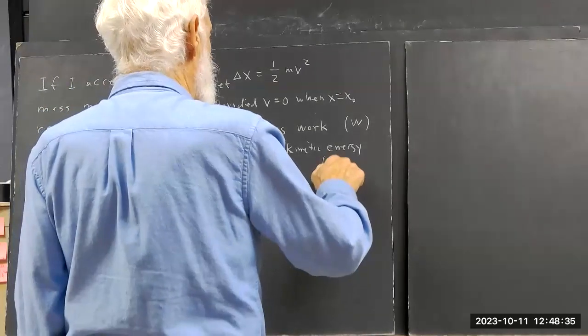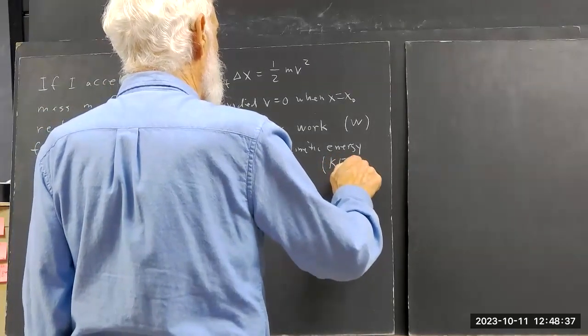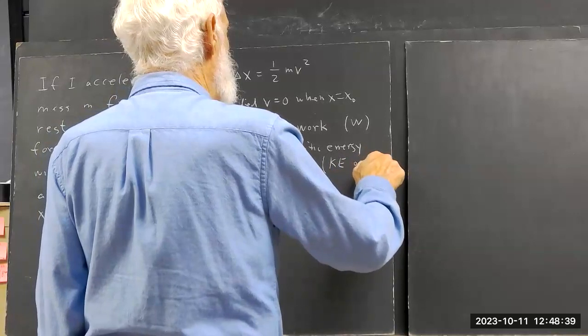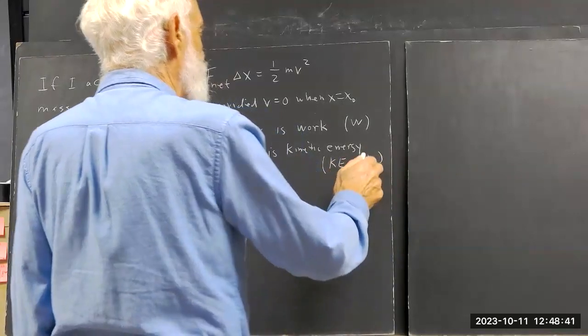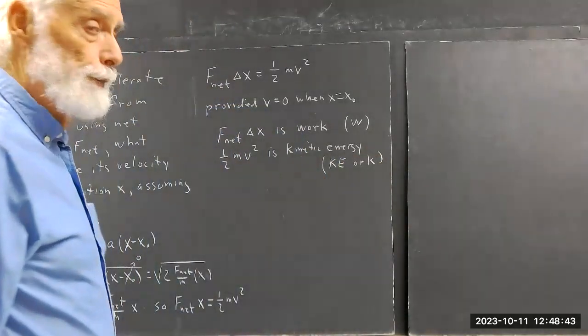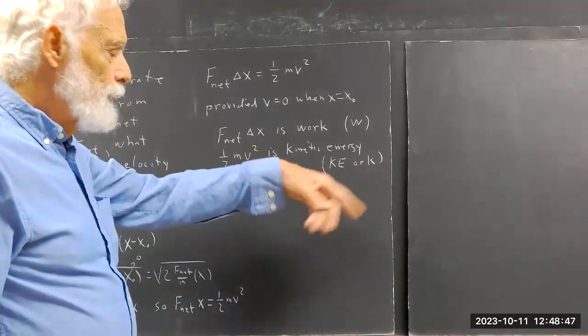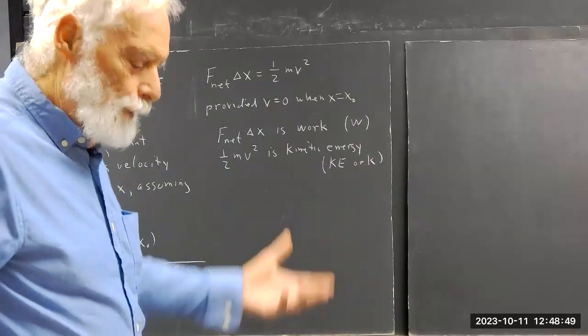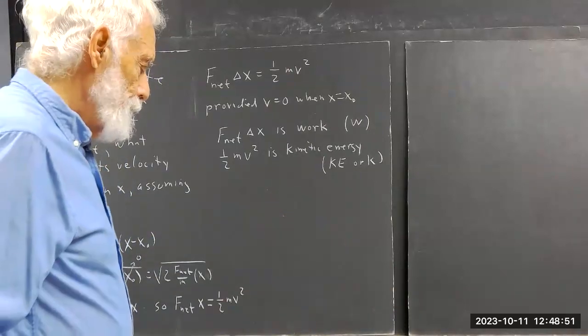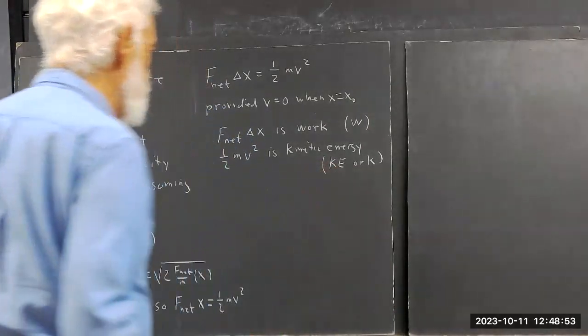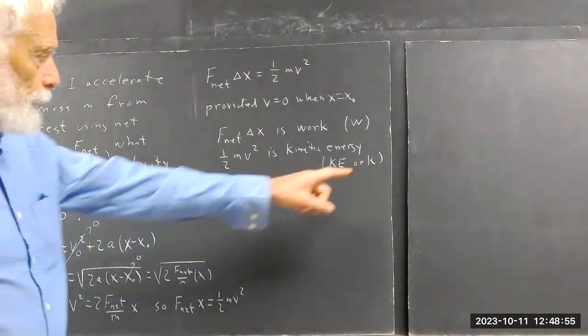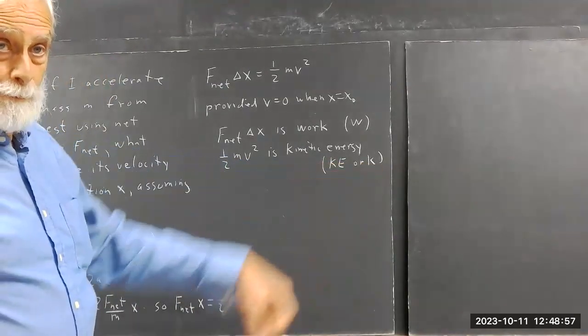Kinetic energy, I like to write it as KE, but more standard notation is just K. But to distinguish this from a force constant or something like that, I'll usually write KE. It's a little less ambiguous, but your book is probably going to write K. All right.